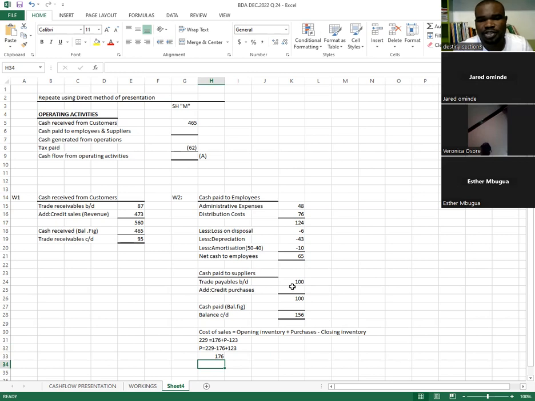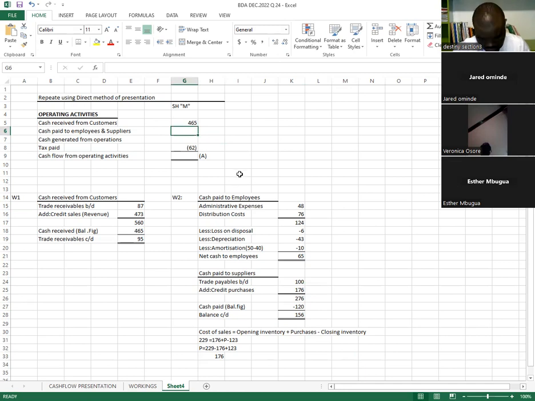So that is what you're supposed to take up here. It is equal to this figure, then you enter like that. So it means suppliers at the end should be 276, but the examiner said it is 156. So the balancing figure is the cash paid. I need it as negative because paid is an outflow. So you take 156 minus 276. You get 120. So 120 is what you bring here.